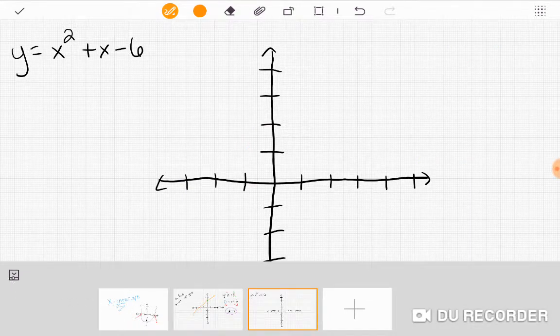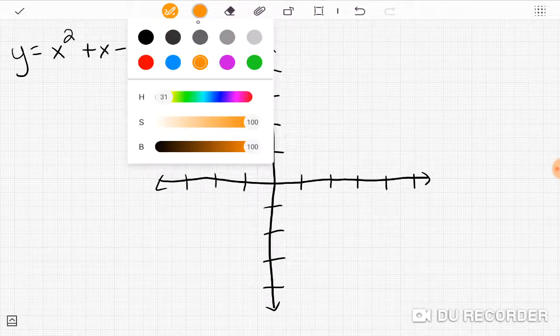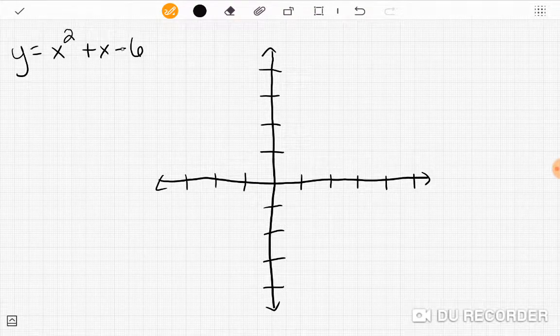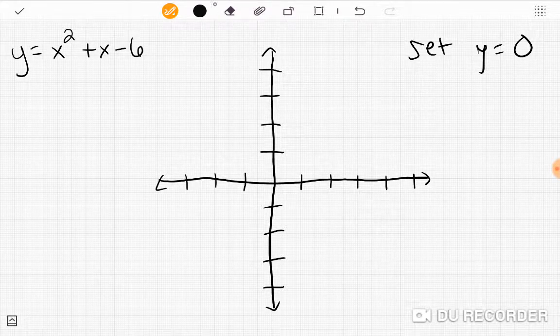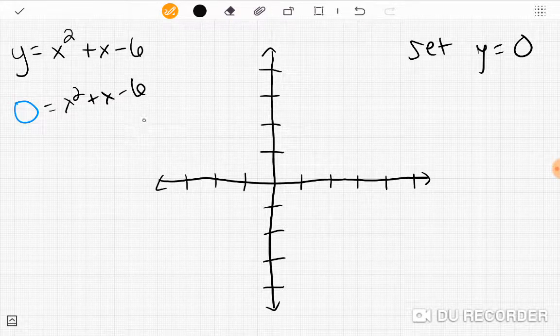Now, I'm not going to go into super detail. I'm going to do this pretty quickly because really all I'm talking about is the x-intercepts. So just like in the linear graph, with the quadratic graph you do the same thing. You set y equal to 0. Okay, so over here, we set our y equal to 0. Everything else is the same. Now, in order to solve this, you're going to have to factor.